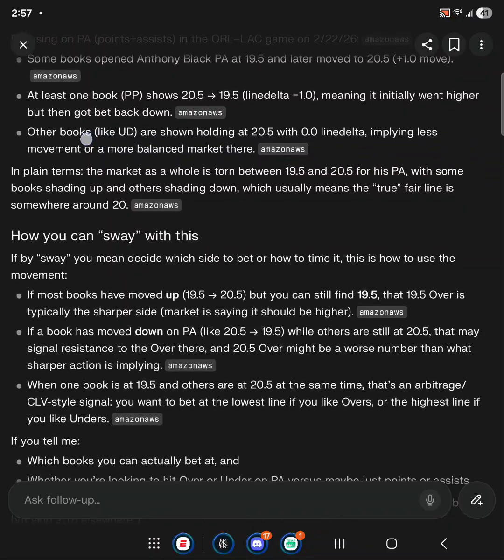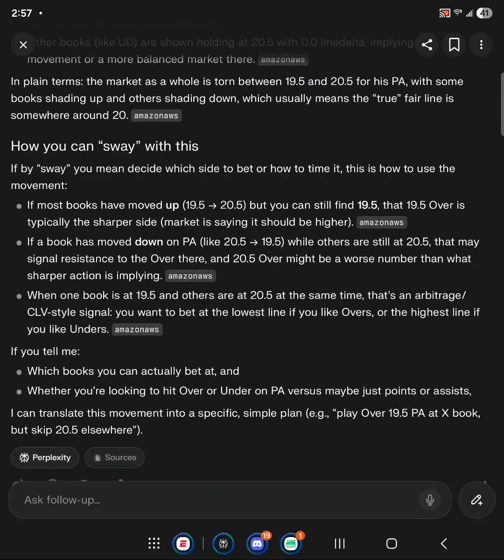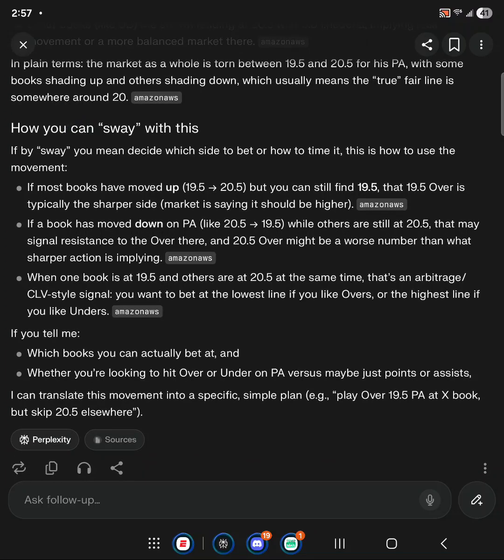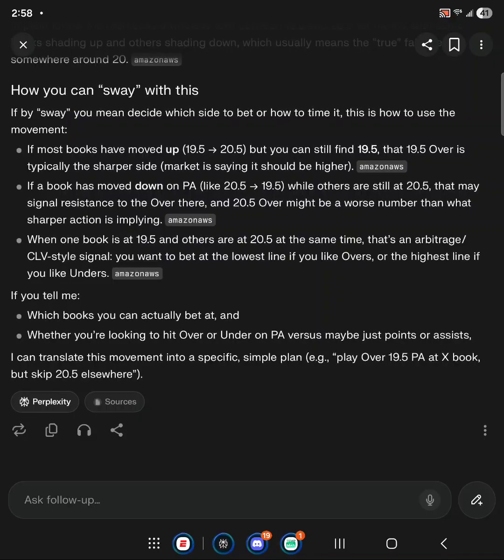Like I said, you don't need to know this information, but this is something that I'm working on that's going to help you. So it said, if you mean by sway, you can decide which way to bet and how to bet at a time. This is how you use it. If most books have moved up from 19.5 to 20.5, but you can still find 19.5, that 19.5 over is typically sharper. If books have moved down from 20.5 to 19.5, while others stayed at 20.5, that may be a signal to resist the over there, and the over might be a worse number than the sharp action implies. That is the key right there.